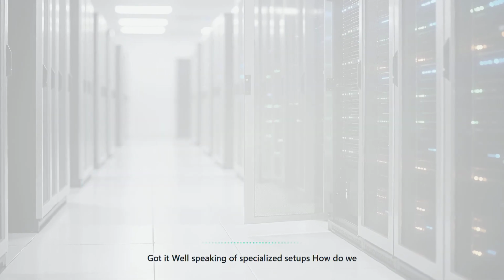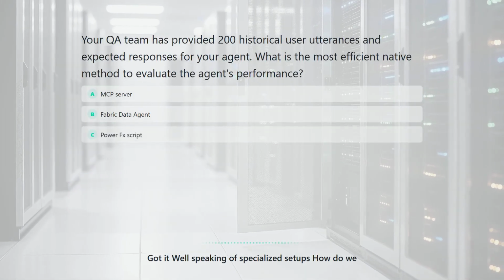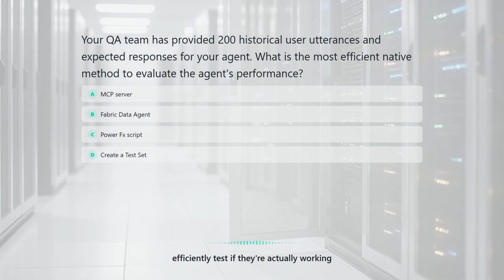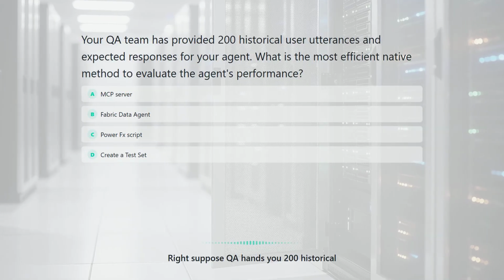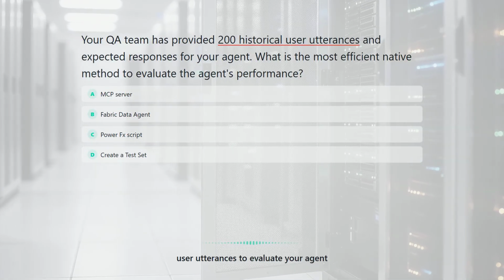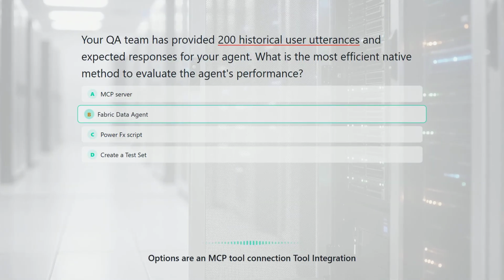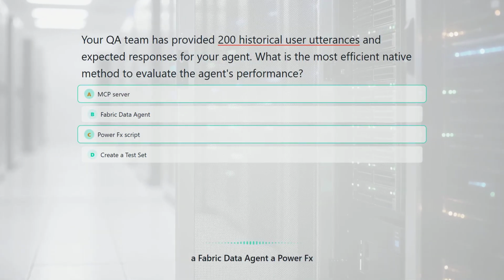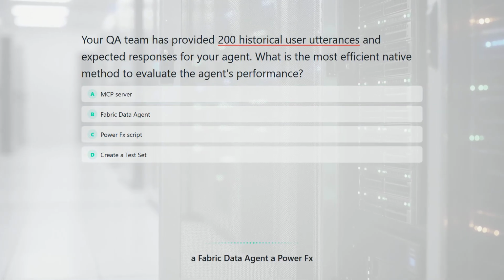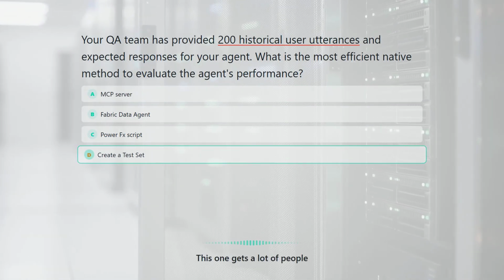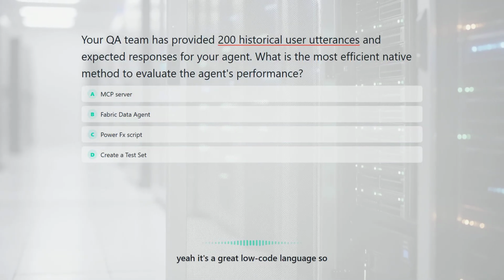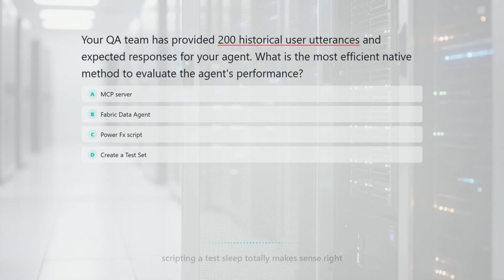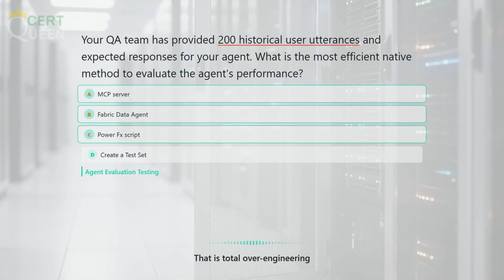Got it. Speaking of specialized setups, how do we efficiently test if they're actually working? Testing is huge. Suppose QA hands you 200 historical user utterances to evaluate your agent. Options are an MCP server, a Fabric data agent, a PowerFX script, or creating a test set. This one gets a lot of people. Developers love writing custom PowerFX scripts here. I mean, it's a great low-code language, so scripting a test loop totally makes sense, right? Now, that is total over-engineering.